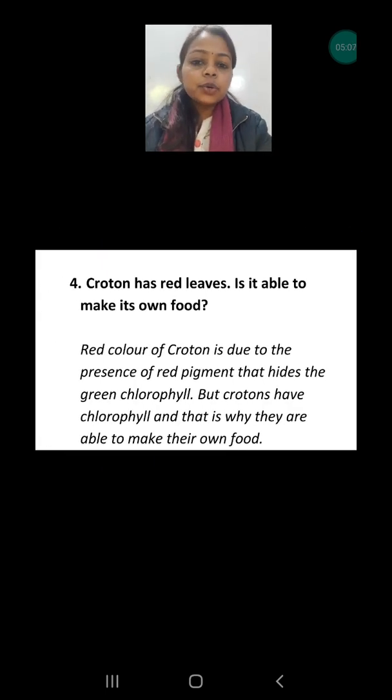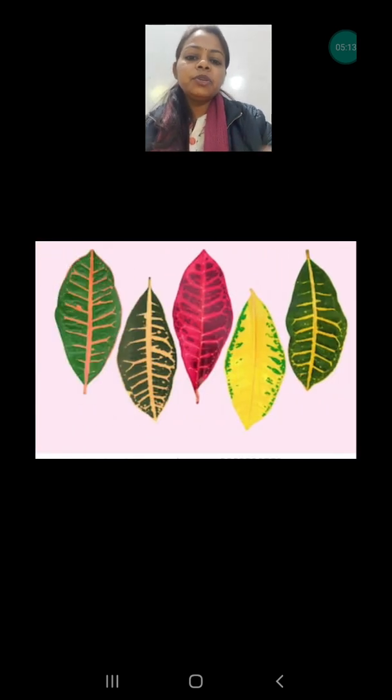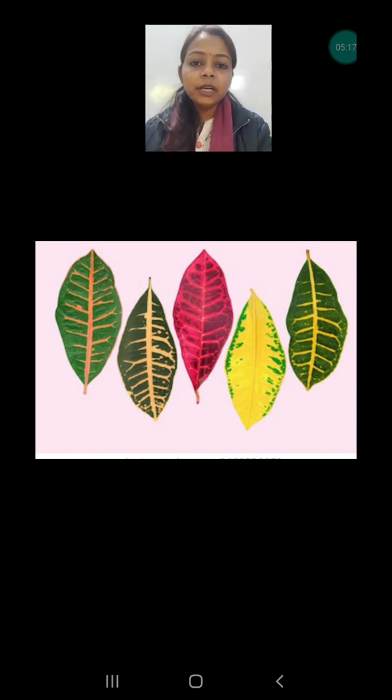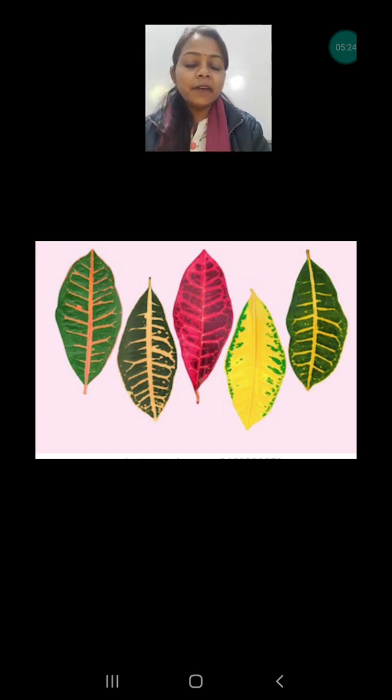Next question is, croton has red leaves. Is it able to make its own food? First of all, let me show you the croton leaf. You can see the croton leaf is not at all green throughout. It has the red color pigment also, and sometimes it can have the yellow color pigment also. So the question is asking, if there is no chlorophyll, can they make the food?